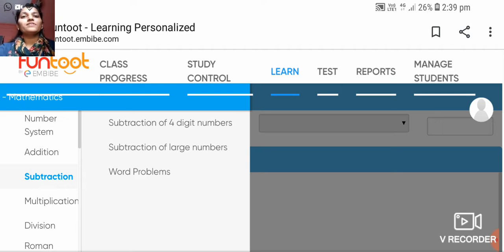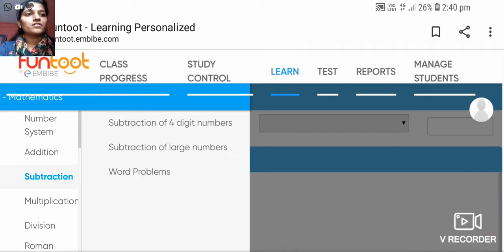Students, as we all know, we have started with subtraction, right? So here you can see on the screen that I have logged into my Fun2, so you can also open the Fun2 tab. Today we are going to see how to solve the sums of subtraction using the Fun2 tab, and even solve the word problems in CW. But the word problems which are there in the Fun2 tab, we are going to solve in the next session. Today we are going to solve some sums of subtraction of 4-digit numbers and subtraction of large numbers.